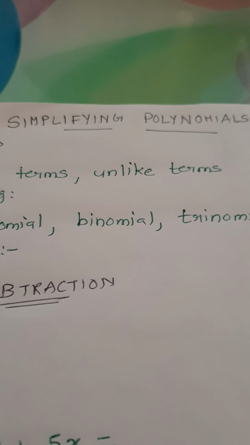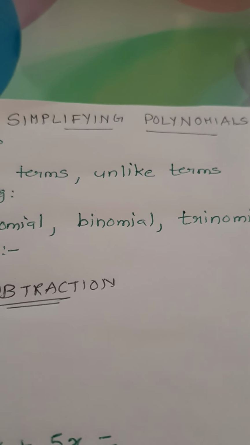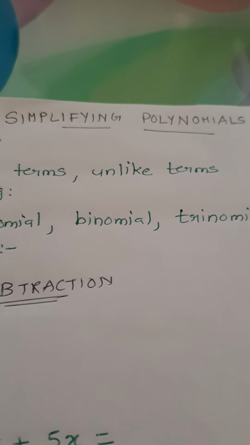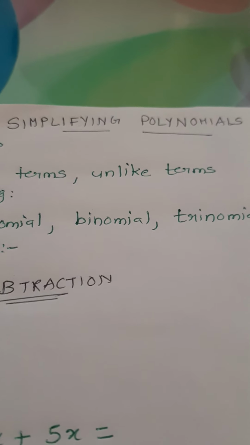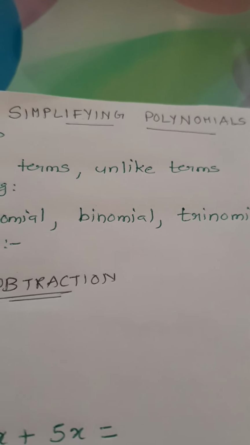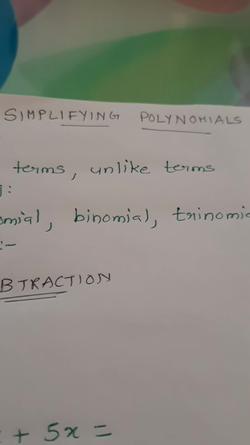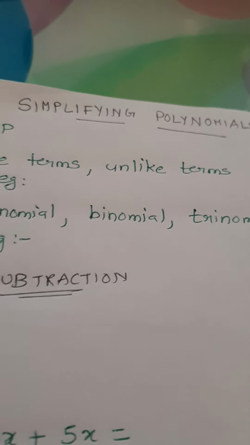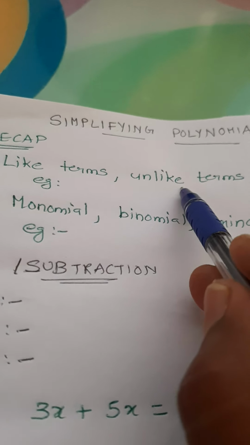Hi friends, in this session we will talk about simplifying polynomials. In the last session we had gone through the basics of polynomials. So what does a polynomial mean? A polynomial is an expression that consists of coefficients and variables. The terms involve operations like addition, subtraction and multiplication, and the variable part contains only non-negative integers as exponents. Okay, and we had also learned about different types of terms: like terms and unlike terms.